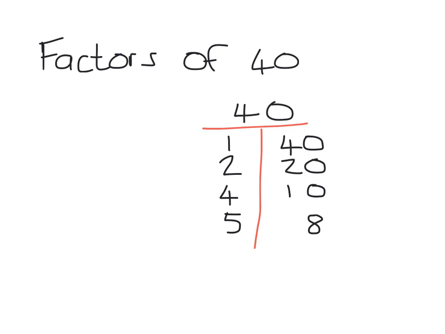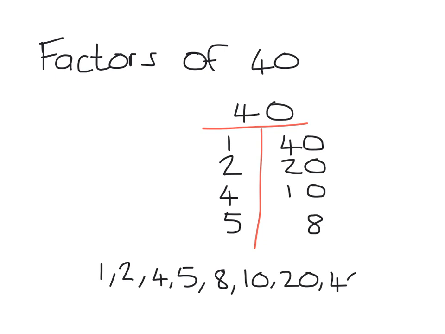6 doesn't go into 40, neither does 7, and then we're back at 8. So the factors of 40 are 1, 2, 4, 5, 8, 10, 20, and 40. There are 8 factors of 40 altogether.